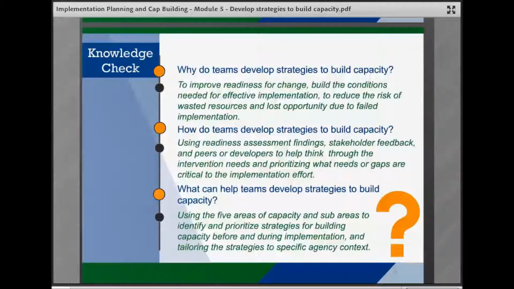Up next is develop strategies to strengthen motivation, the 6th module in this series and the second part of this function in implementation planning and capacity building.